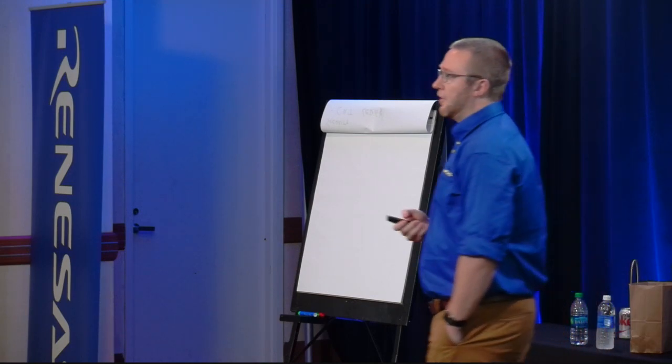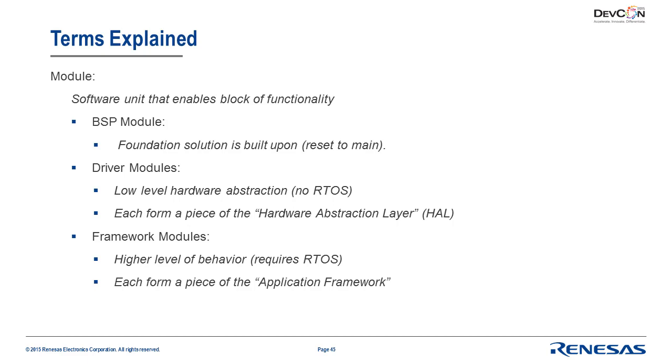All right, let's quickly go back through the terms that we used during the lecture. The module is a software unit that enables a block of functionality. The BSP module is the foundation solution, and it takes you from reset to main. Driver modules provide a low level of hardware abstraction. There's no RTOS. They are RTOS aware. And each forms a piece of our hardware abstraction layer. For the framework modules, a higher level of abstraction, they can and often do use the RTOS. And each one of these forms a piece of the application framework.